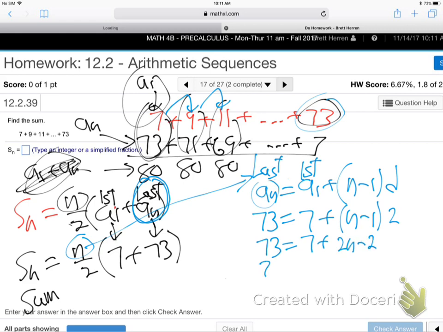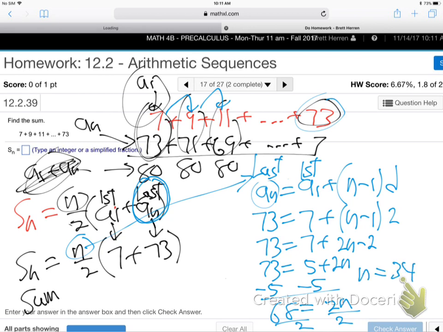2n minus 2. What's that? 5 plus 2n. We good to there? That was 68 is 2n divided by 2. N is 34. So there must be 34 terms up there. Feel good? Now take that thing and go right on back here and say, okay, now we can wrap this thing up. It's 34 over 2 times, what is that, 80?